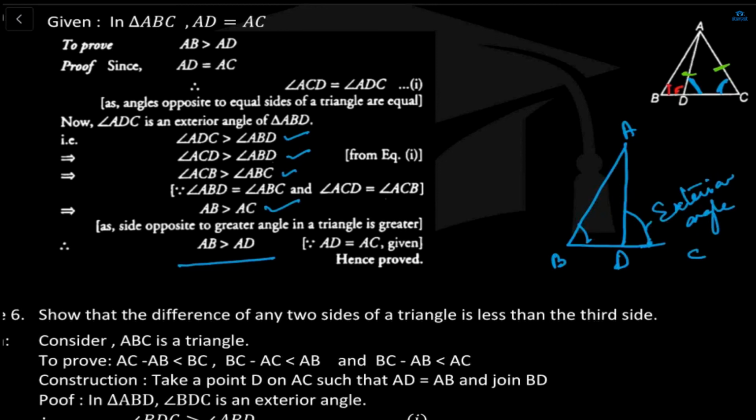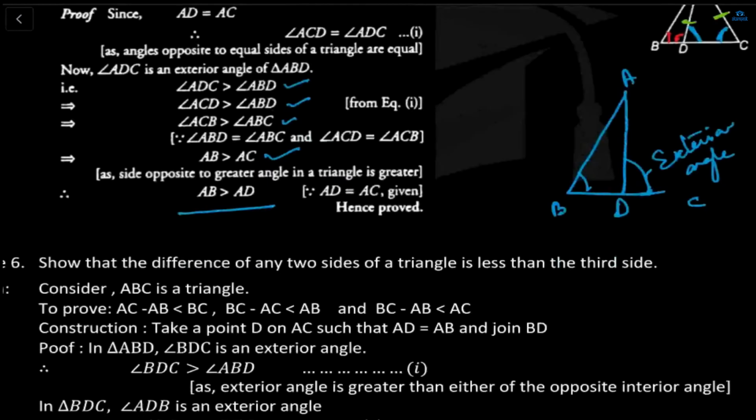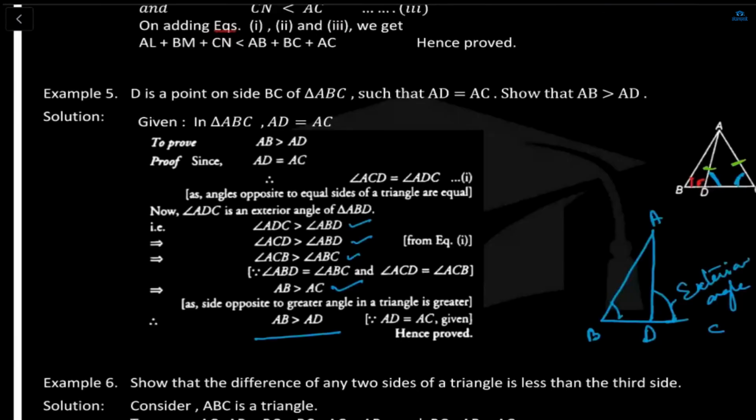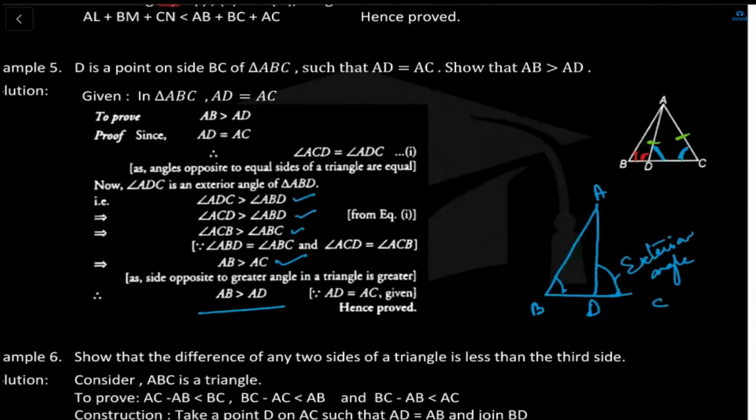Anybody any doubt? Ma'am, I have a doubt. Ma'am, can you go to the previous question, where PQ was the longest side? There was a question where we were identifying the longest side, and the measures of the sides were 80, 70, and 30. You're trying to say that the side opposite to the longest angle is greater. Yes, ma'am.